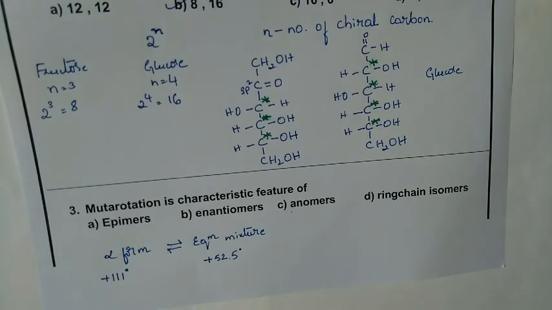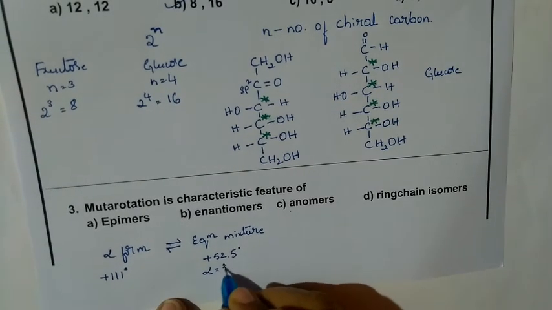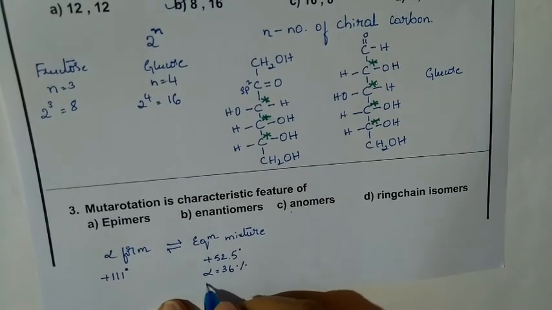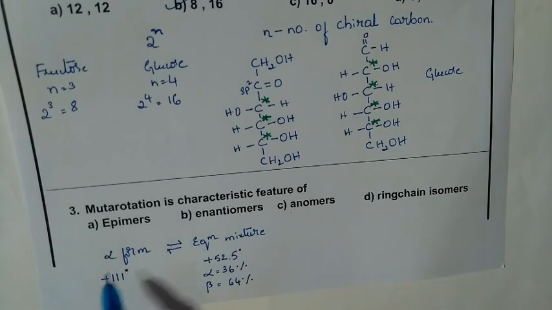So now when you consider the percentage, in this equilibrium mixture, alpha will be 36%, I mean 36%, not degree, 36%. Likewise, beta will be 64%. So some of the alpha is being converted as beta there.